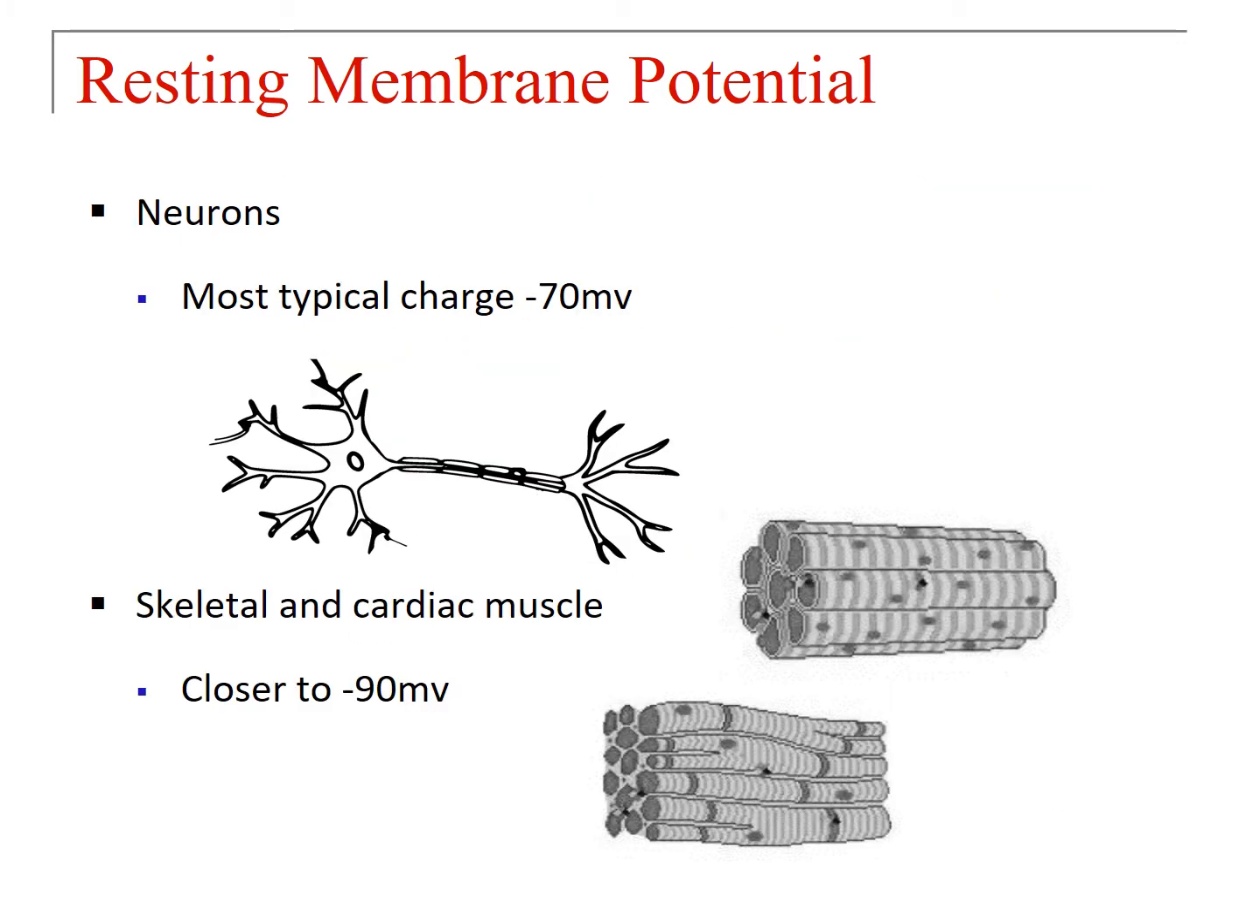Okay, now in terms of the cells that we have in our body, with neurons, the most typical charge is negative 70 millivolts. Now, there are always exceptions. There are some neurons that have different potentials, but for the most part, it's negative 70. And that's the reason why that's the usual charge used in videos and when we learn about membrane potentials. Now, skeletal and cardiac muscle have membrane potentials that are closer to negative 90 millivolts. So they're a little bit more on the negative side than neurons are.